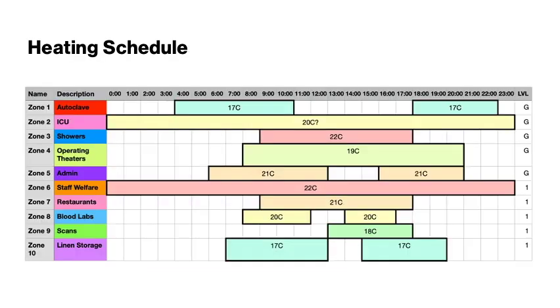So our heating schedule is shown here, and you can see we have our different zones down the left hand side, and we have the temperatures we think they would be at. So our hospital needs to be heated 24/7 as it is constantly occupied. Some areas like linen storage are heated at certain times just to prevent dampness and mold.